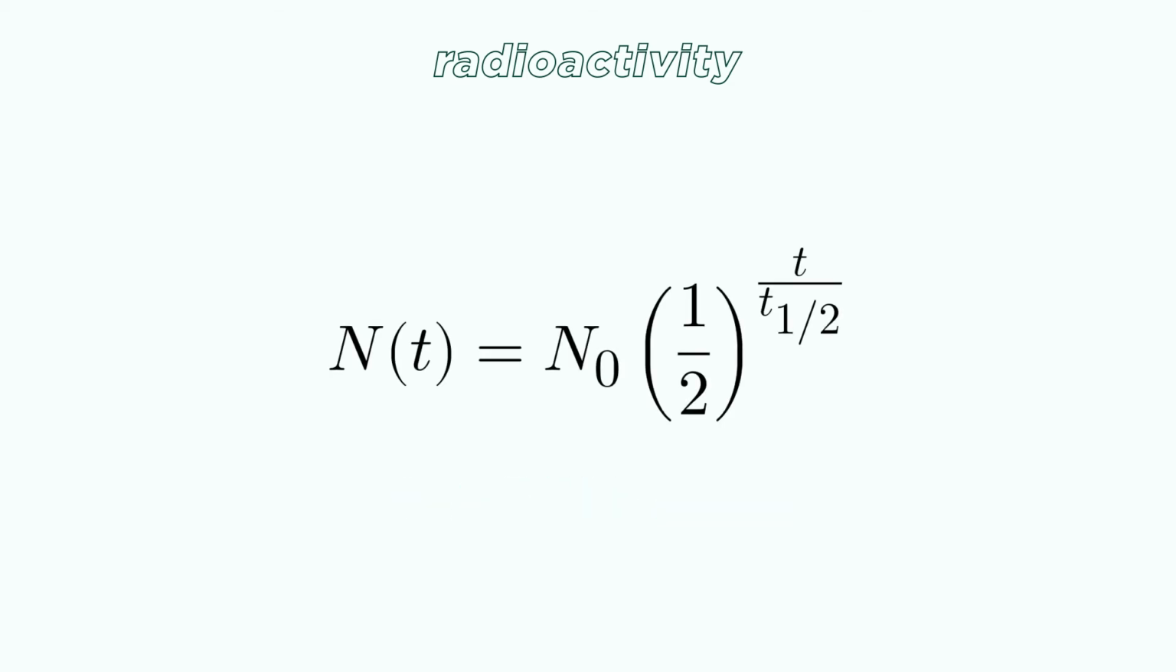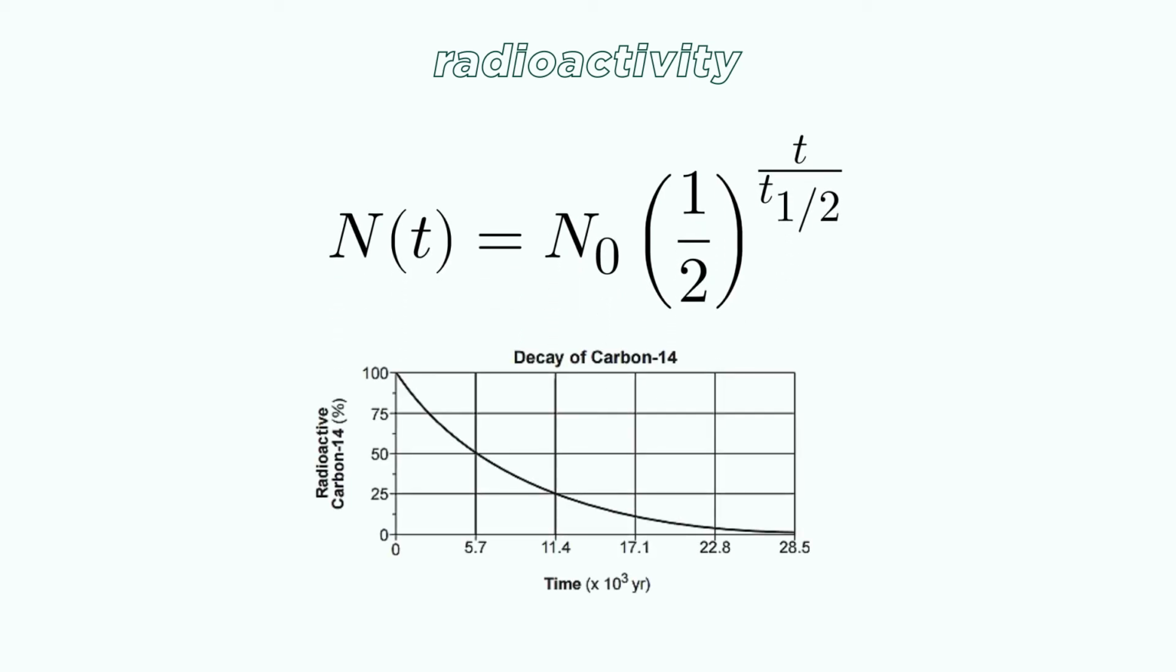The function for radioactive decay is shown here, where T is the time elapsed, N of T is the quantity of the substance remaining, N0 is the initial quantity of the substance, and T1/2 is the substance's half-life. This is a graph of the decay of carbon-14.